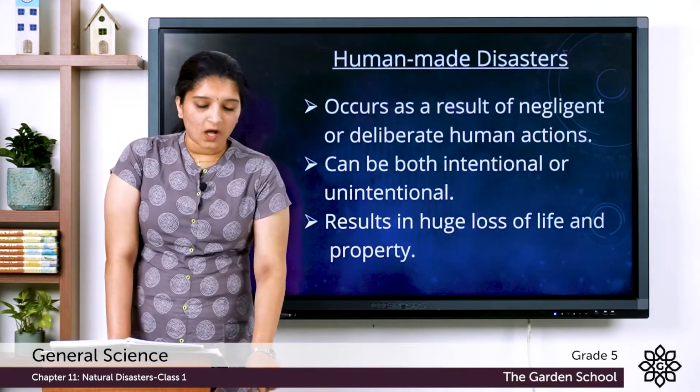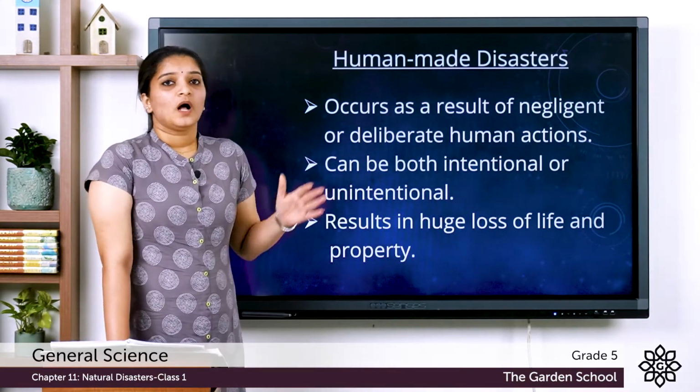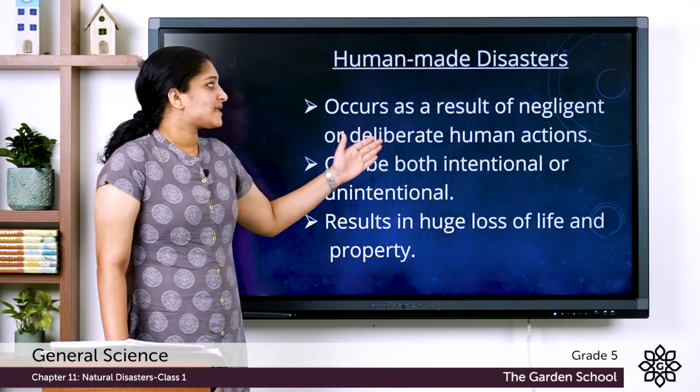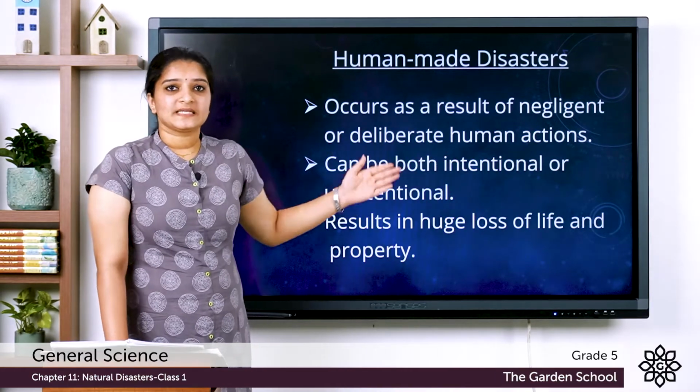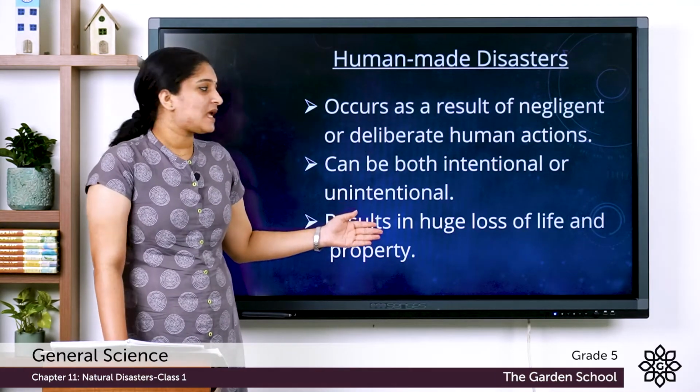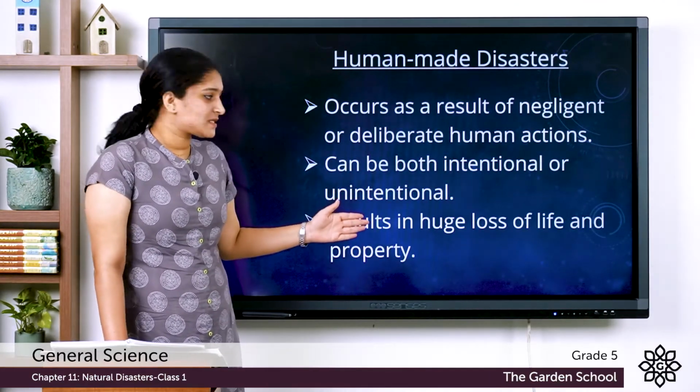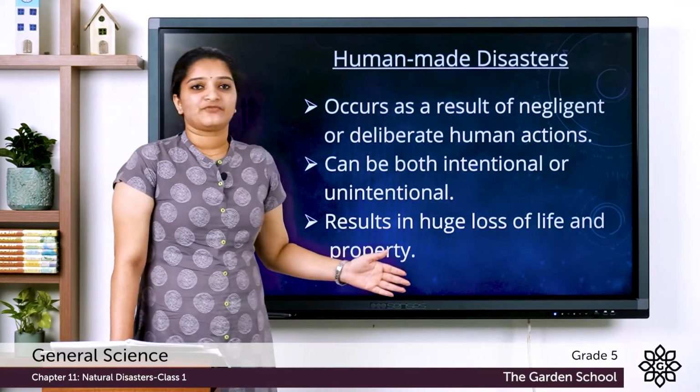First, let's see what human-made disasters are. A human-made disaster occurs as a result of negligent or deliberate human actions. These can be both intentional as well as unintentional, and it results in huge loss of life and property.